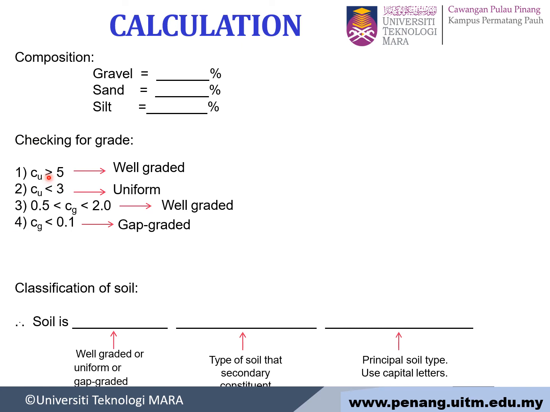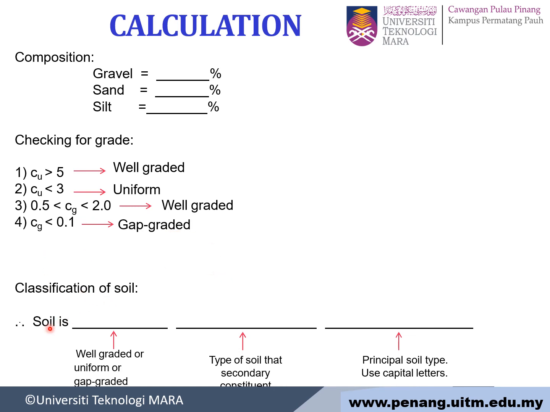CU more than 5 is well graded, CU less than 3 is uniformly graded. Other than that is categorized as poorly graded. CG between 0.5 and 2 is well graded. CG less than 0.1 is gap graded, and other than that is poorly graded. However, if you want to know whether it is well graded or poorly graded, for well graded, CU and CG must both be well graded. If CU is well graded but CG is poorly graded, it is classified as poorly graded.